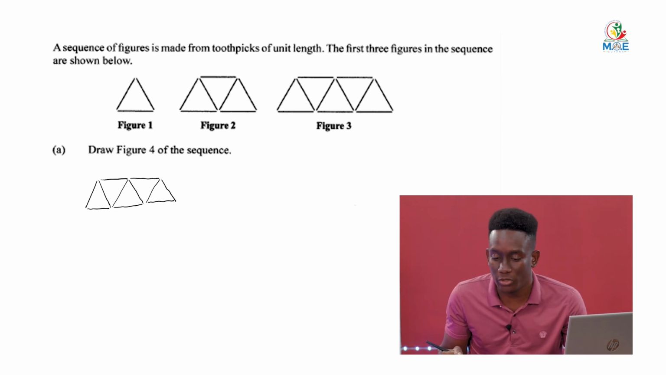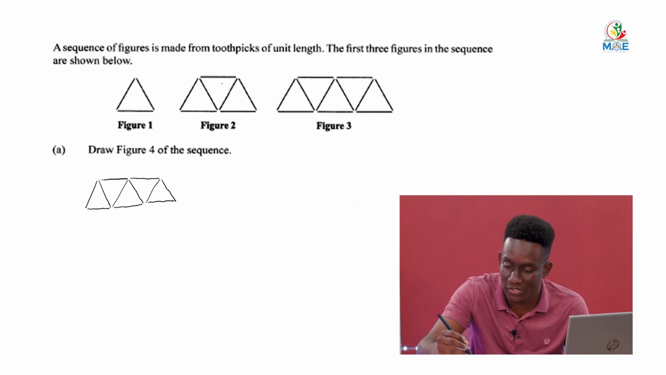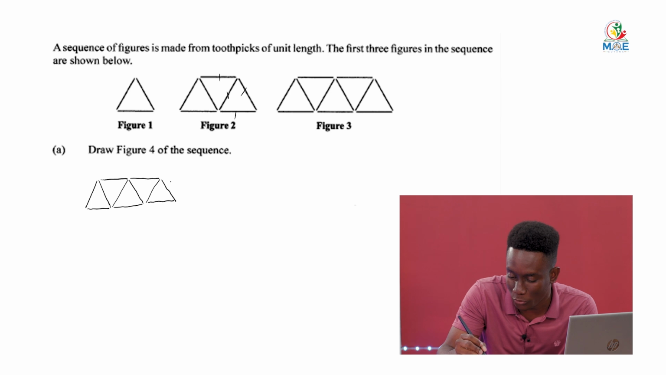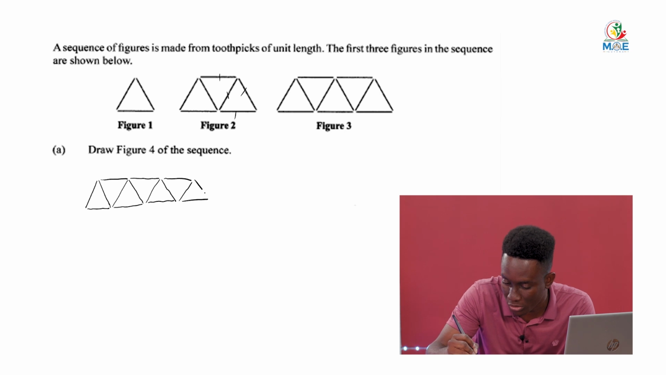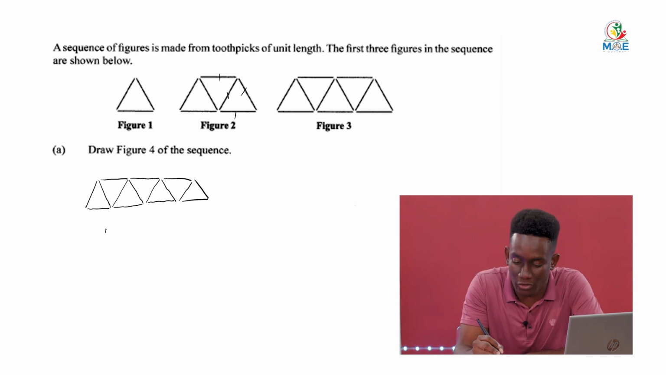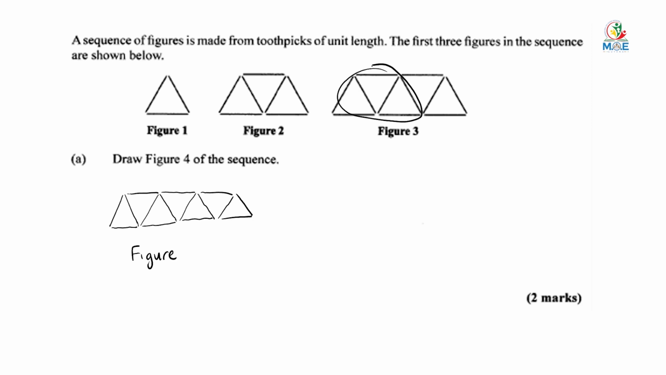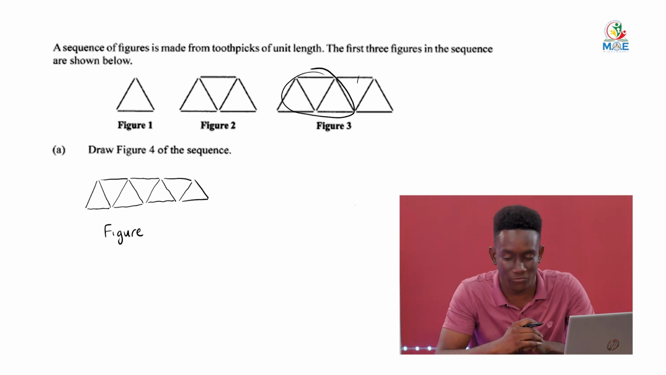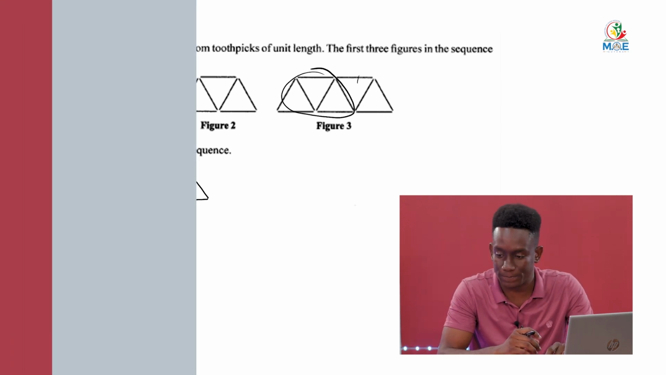So for the fourth figure, we see for each figure, we keep adding on 4 toothpicks. So let's add on 4 toothpicks. So I draw across one here, and I draw one here, and I draw across one here, and I draw across one here. So this will be figure 4. So we see this is figure 4, and we saw that I added in 1, 2, 3, 4. So we just keep adding on 4 toothpicks to the figure. So that is the first one.